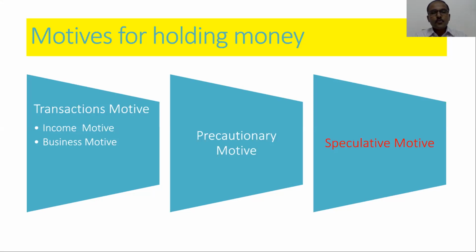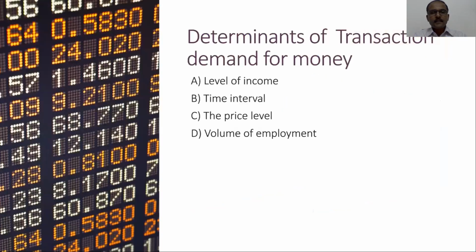Friends, there are two more motives. One is the precautionary motive. We'll have to see that a little later. And then we'll have to see the speculation motive. Moving forward, there are certain important determinants of the transaction demand for money.